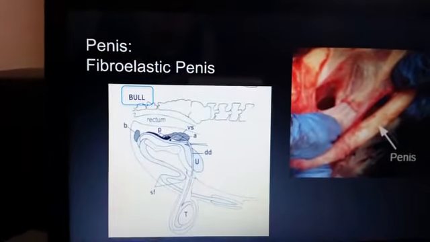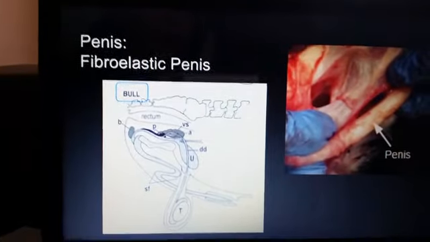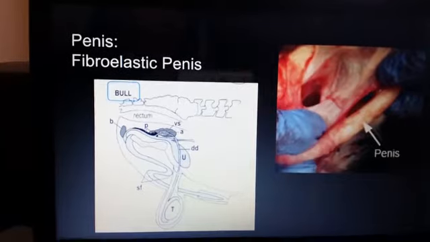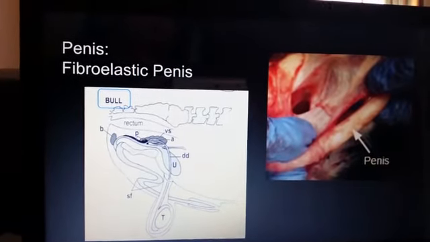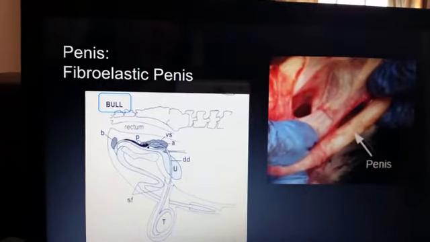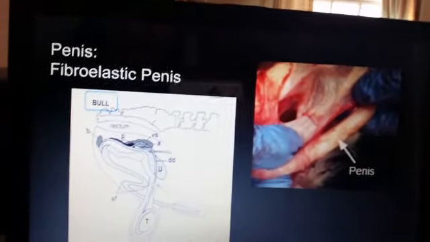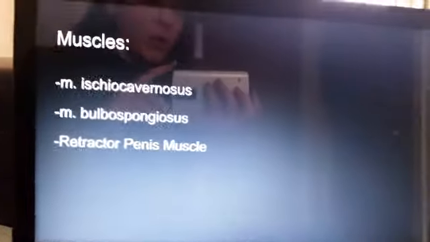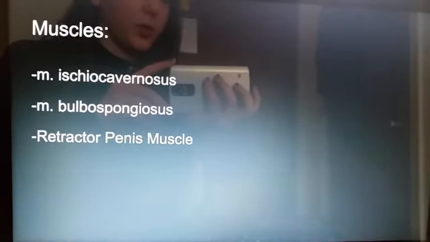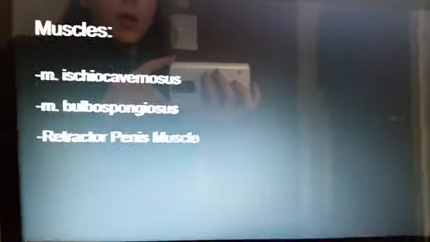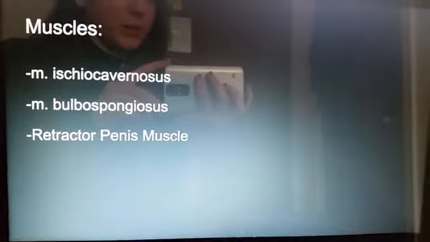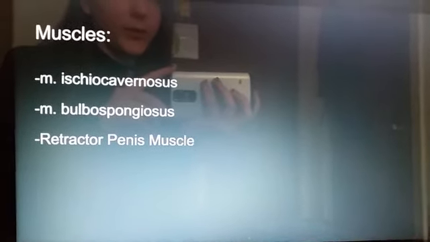There are two types of penis. The penis exhibited in a bull or male bovine is the fibroelastic penis. The fibroelastic penis is characterized by the sigmoid flexure and also that it is stiff even when not in use. The muscles that make up the penis are the ischiocavernosus and the bulbospongiosus. Another important muscle in the reproductive tract is the retractor penis muscle, which connects to the sigmoid flexure.